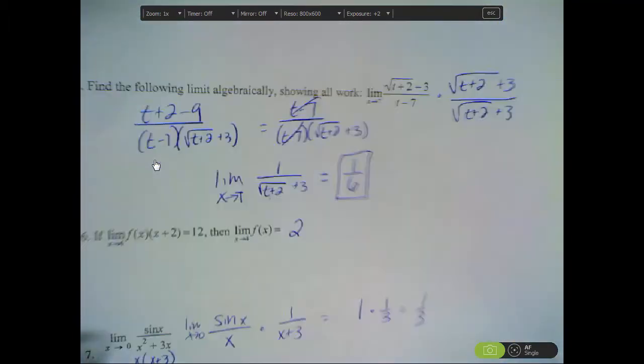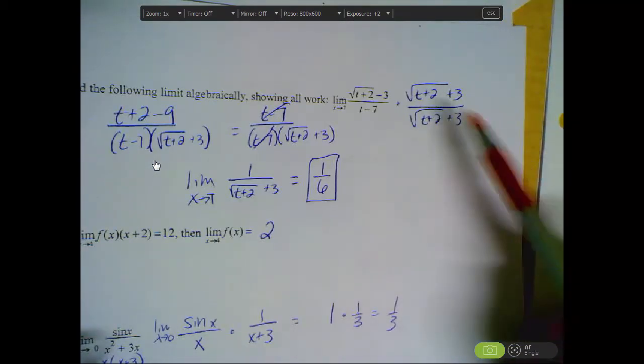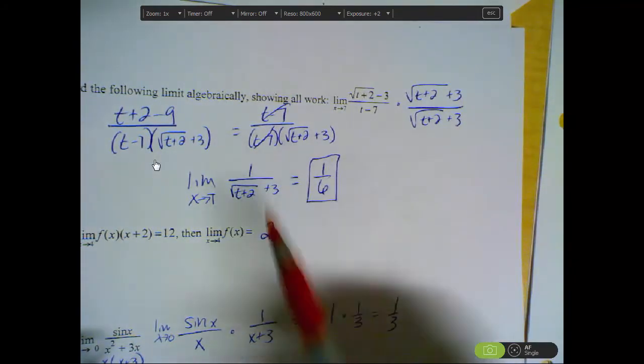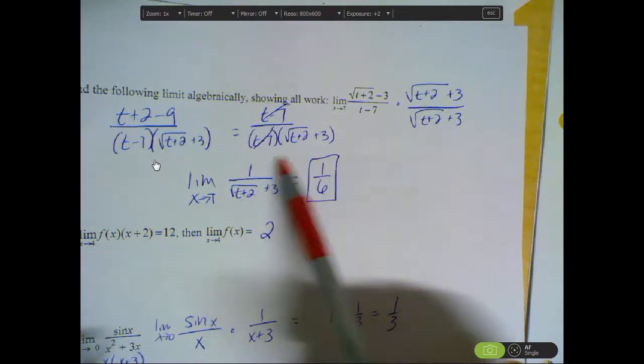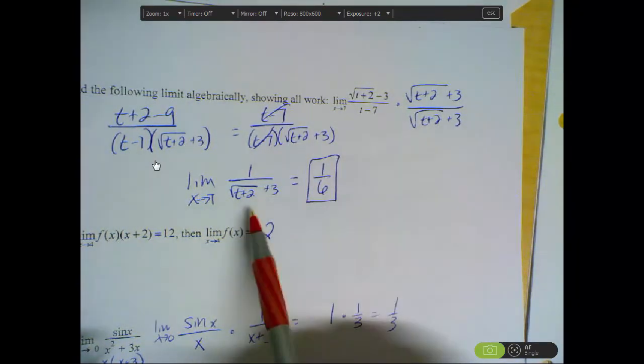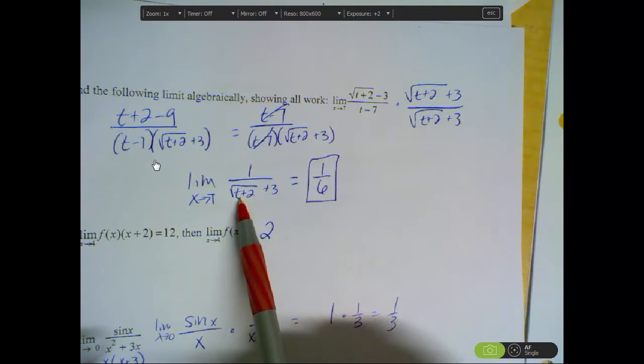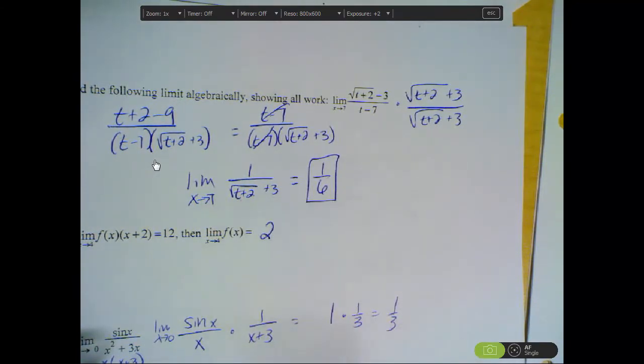Since we're approaching the asymptote, we need to do some algebra. So we're going to multiply top and bottom by the conjugate. And when we do that, we end up with t minus 7 over this nastiness. The t minus 7's cancel. Plug in 7 for t, and you end up with 1/6.